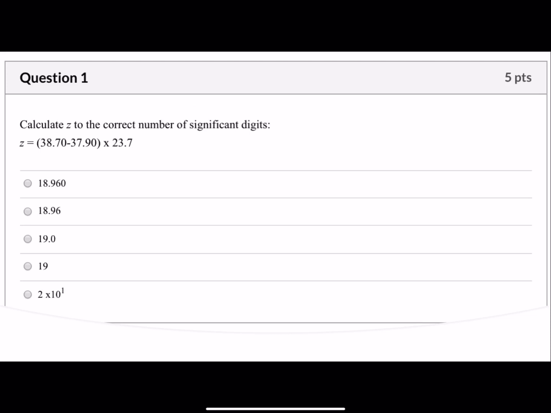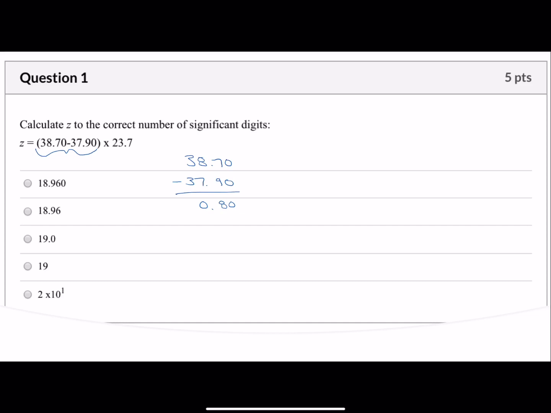So the first thing I'm going to do is do what's inside the brackets, and I'm going to take 38.70 and subtract 37.90. And following the rules for significant digits in subtraction, I end up with a number which is 0.80. So now I only have two sig figs in this number, my 0.80.